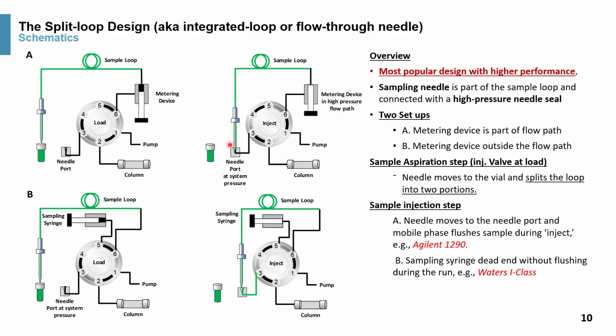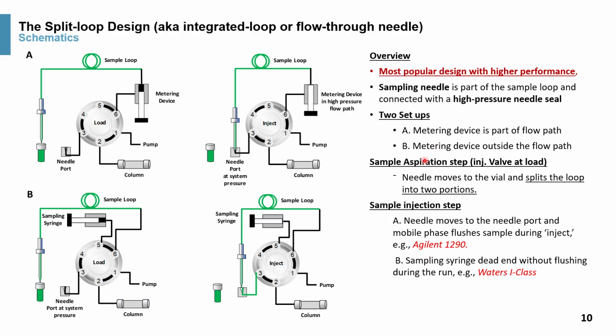And when it comes back, it will make a high pressure seal. So the key component is a high pressure seal that can seal up to a very high system pressure, right? The seal has to work very well for at least a year and would be changed during annual preventive maintenance. Now there are actually two setups. One setup is where the syringe, the metering device, is part of the flow path, right? This is called A, exemplified by the Agilent 1290 design.